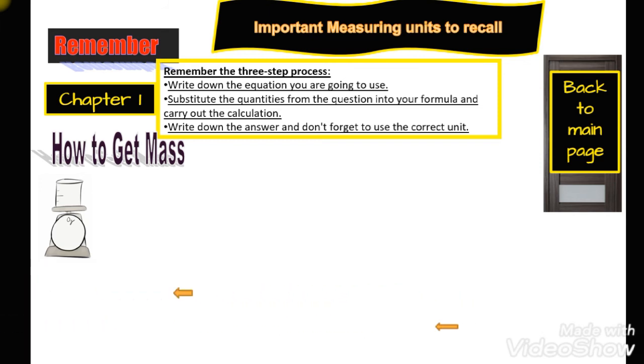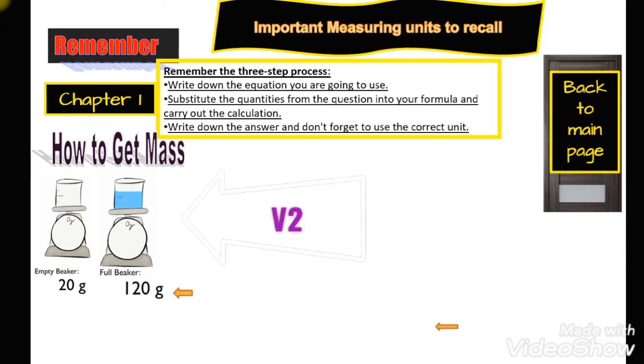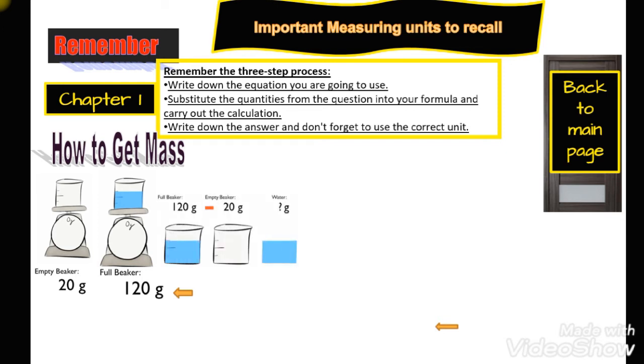So the amount of glass in the empty beaker equals 20 grams. In the case of pouring some water inside the empty beaker, the reading will increase to 120 grams. Okay. What about measuring the mass of the water inside the beaker? By subtracting 120 minus 20, we find the reading of the water.